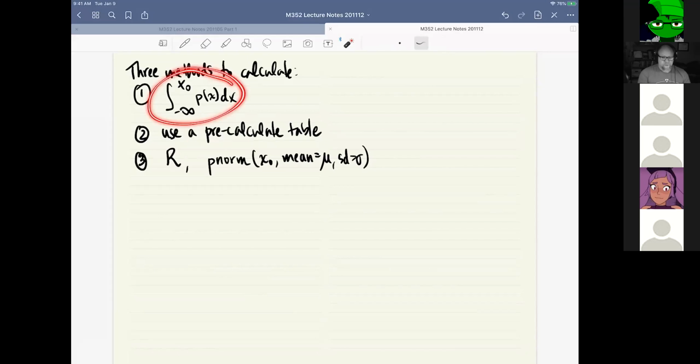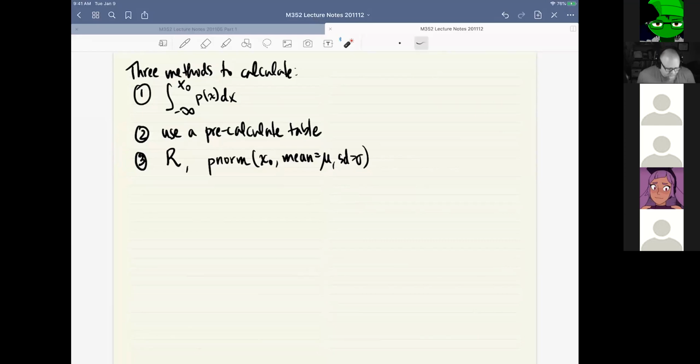I will never ask you to do it this way. I will want you to know how to do it this way. And I'm going to expect you to be able to do it in the third way. So I want you to know how we use tables, but I expect you to master using R to do these calculations. And I'll show you exactly how to do it. What we'll do today is go back and forth between the tables and R, and we'll convince ourselves that they're giving us the same thing. Okay.